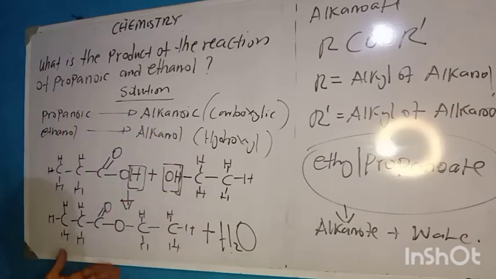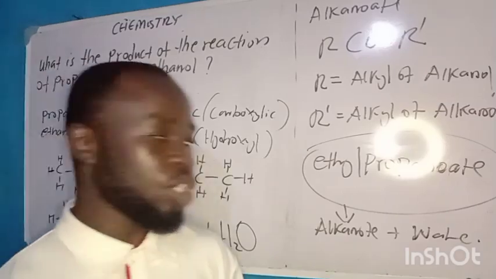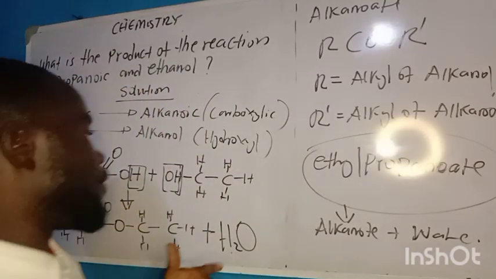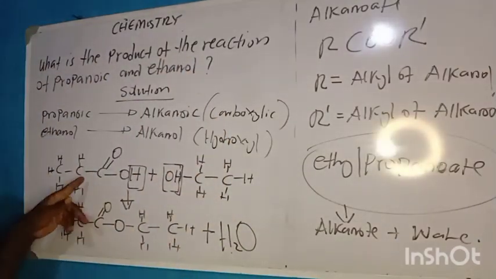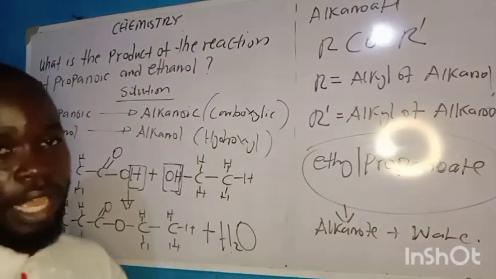Recall I said that these are also esters. And some alkanoates are the same as esters because they undergo the esterification reaction, with hydrolysis as the reverse. And it's also a reversible reaction. You can reverse this reaction back to produce propanoic acid and ethanol. So it's a reversible reaction. So that is how to answer that question.